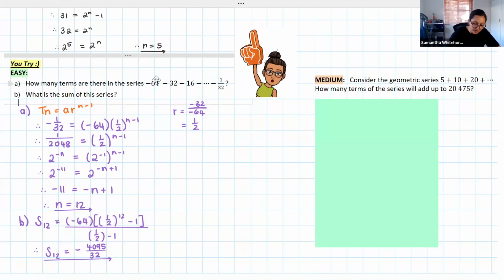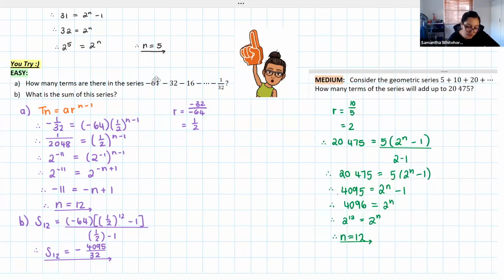Right, if we go and have a look at the medium question, the medium question, you had a geometric series and I told you what the sum was, and I wanted to know how many terms was I adding together in order to get that sum. So if you go and do, and it's basically example 4 that we had just done, if you go and do exactly what we did, you go and get that you add 12 terms together in order to get the sum of 20,475.